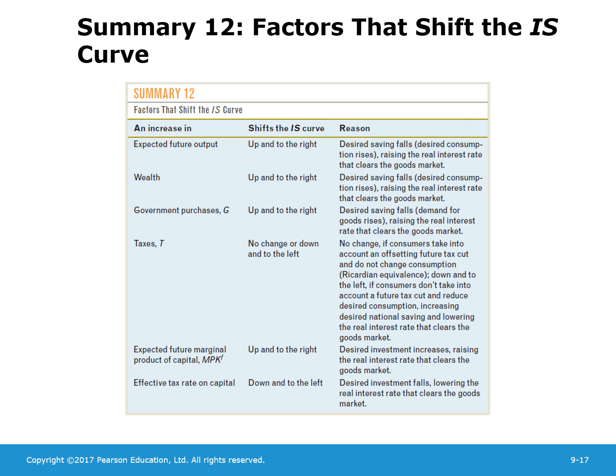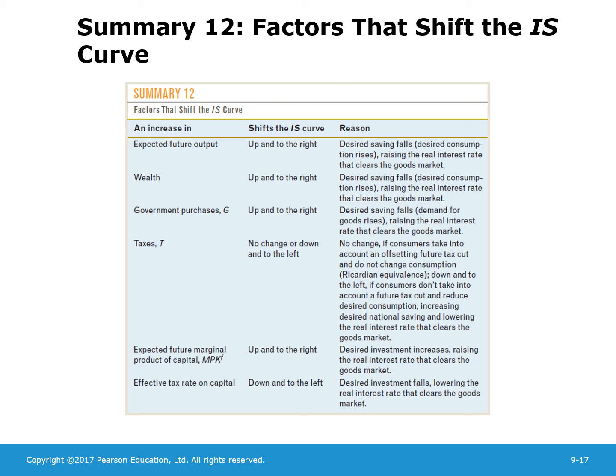So here is the summary table for the factors that shift the IS curve. There are 6 factors, so make sure you understand how the IS curve will shift, and the reason for this is written also. So this is how each of these factors will affect desired saving or desired investment. You can draw this graphically and see how the IS curve will shift. You have the shifts here and the reason for the shift.